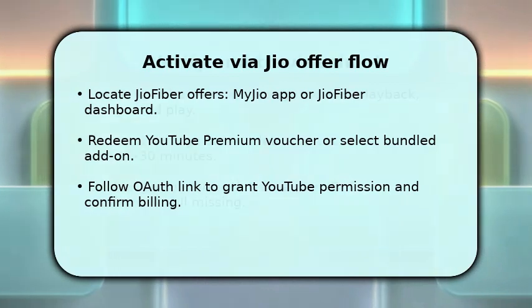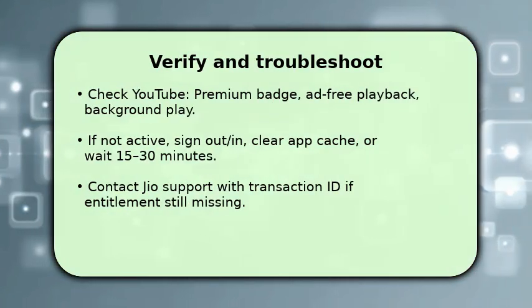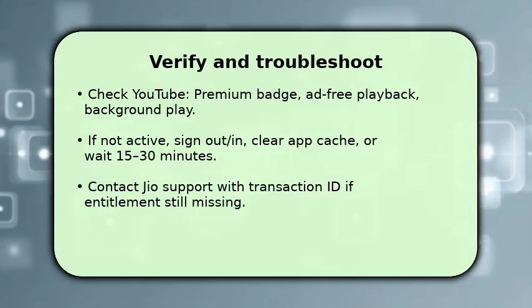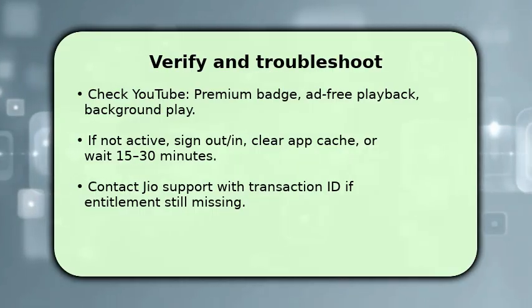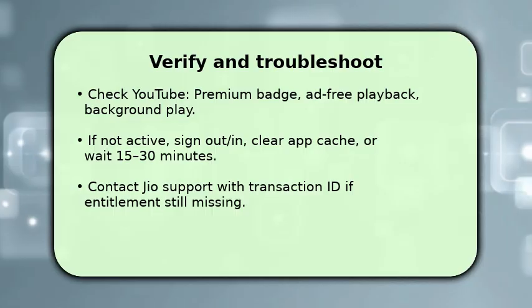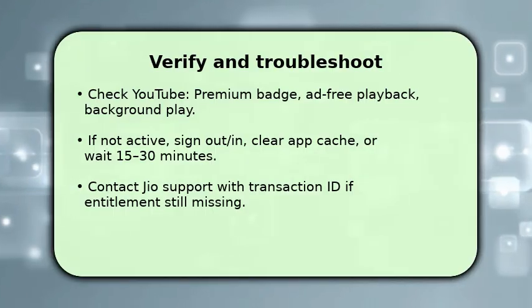You verify success by looking for the premium badge and testing ad-free or background playback. This proves the grant applied. If it's not active, sign out and sign back into YouTube, clear the app cache, or reboot the router. These simple steps often push the update.